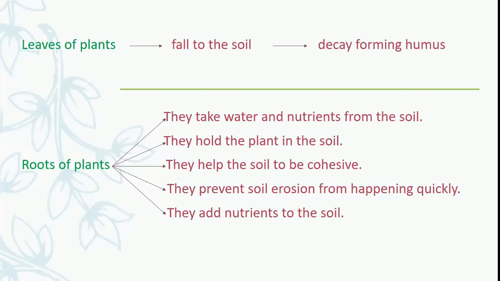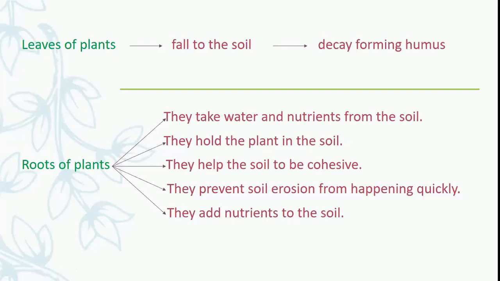What about roots of plants? Roots of plants take water and nutrients from the soil. So the first importance of roots is that they absorb water and nutrients from the soil and give them to the plant. Number two, the roots hold the plant in the soil.